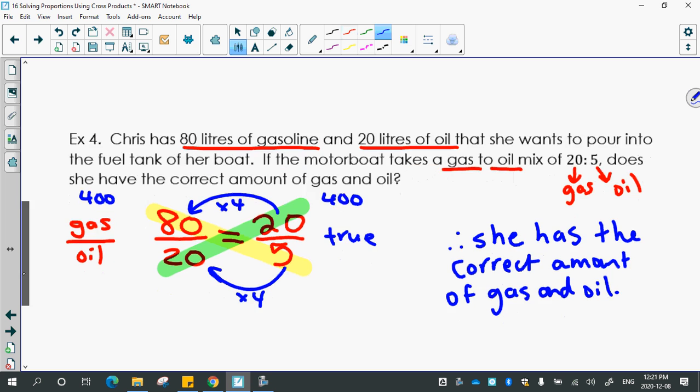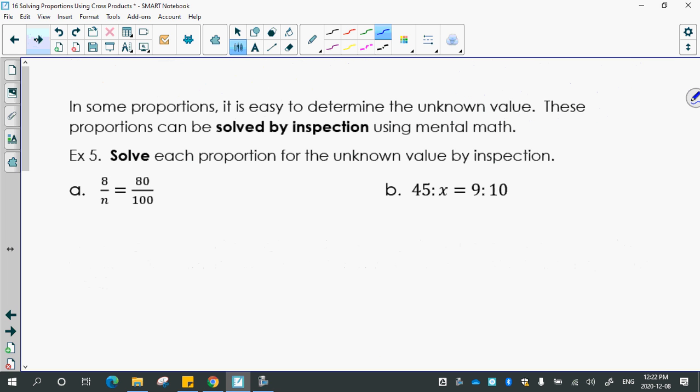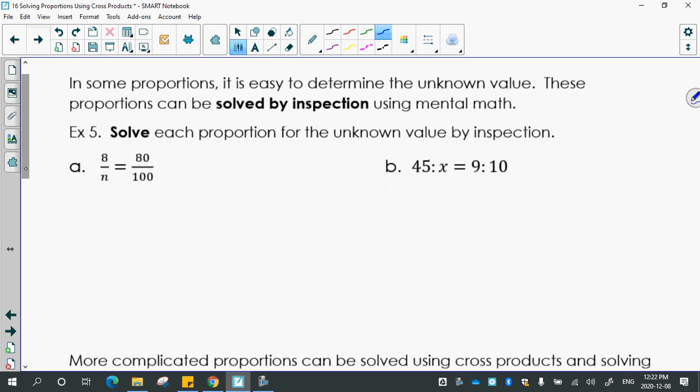Okay? All right. So recall a proportion is an equation that says we've got equivalent ratios. So one side's an equivalent ratio and the other side's equivalent ratio. We can use proportions to determine unknown values and solve many problems. So right now we're just going to focus on how to solve a proportion. Tomorrow we'll focus on how to use them to solve all the problems. And the next day after that. Okay? So this is kind of like the last major topic before the midterm. It's just going to apply to a whole bunch of different things.